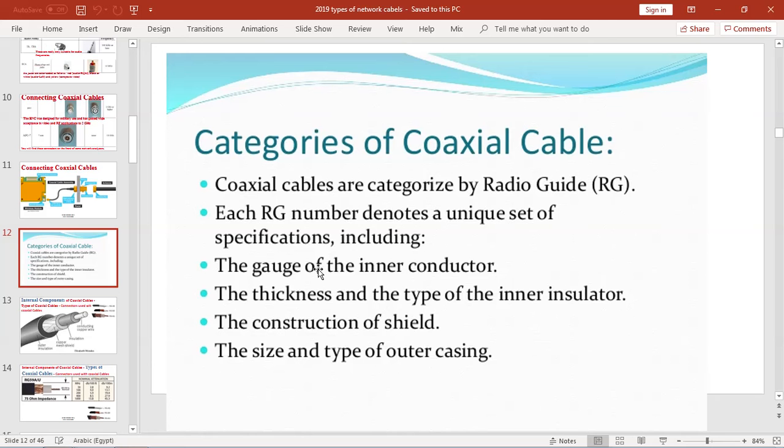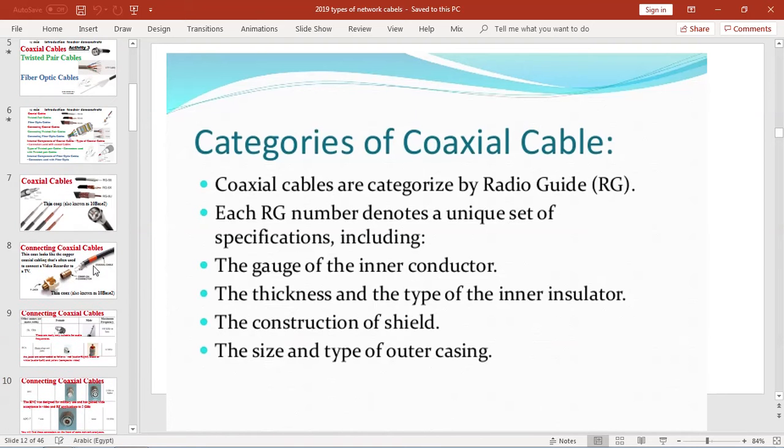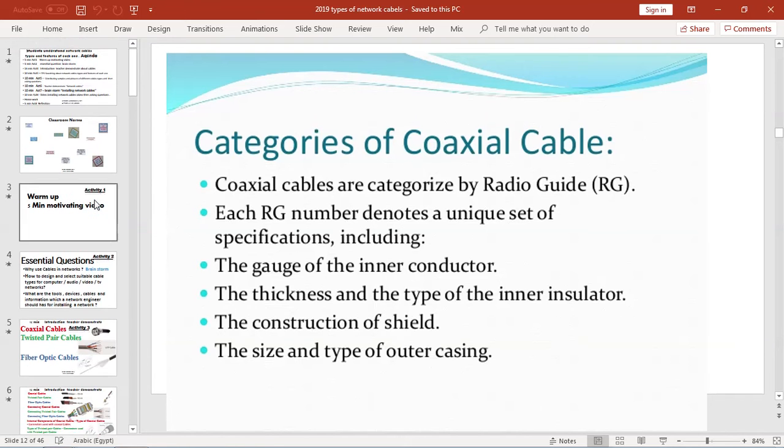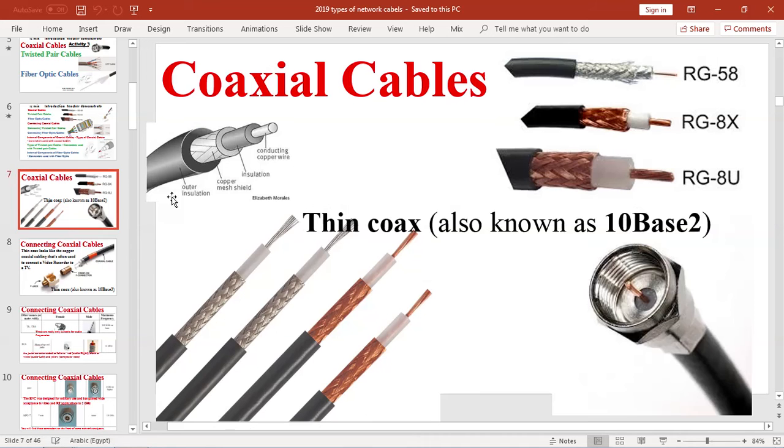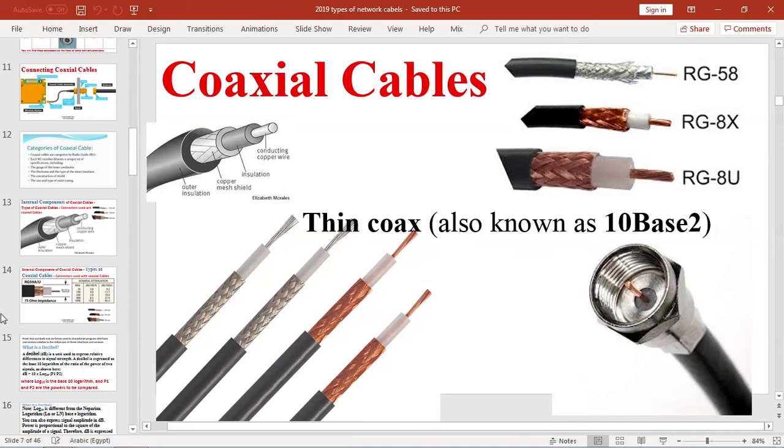of the inner conductor, the thickness of the inner conductor, the radius or diameter of the inner conductor, which is made of copper or aluminum, the thickness and the type of the inner insulation, the construction of the shield, from copper or aluminum, what its thickness is, and the size and the type of the outer casing. All this data is described in the numbers which follow RG.